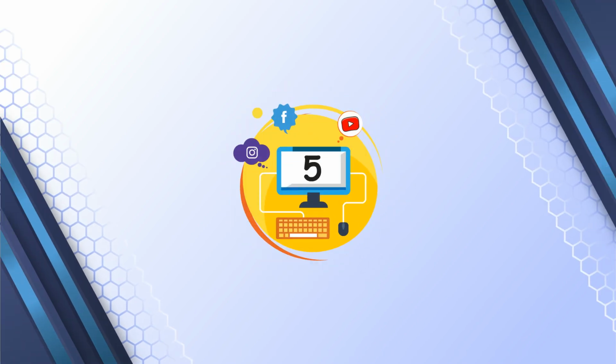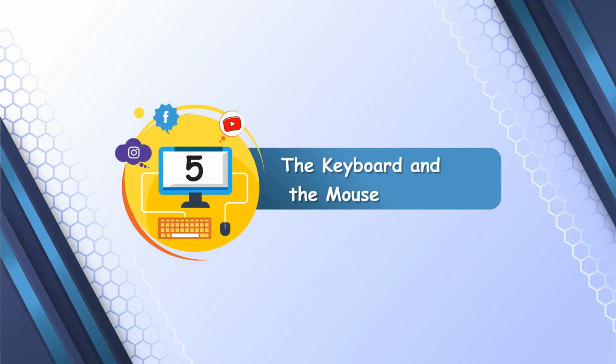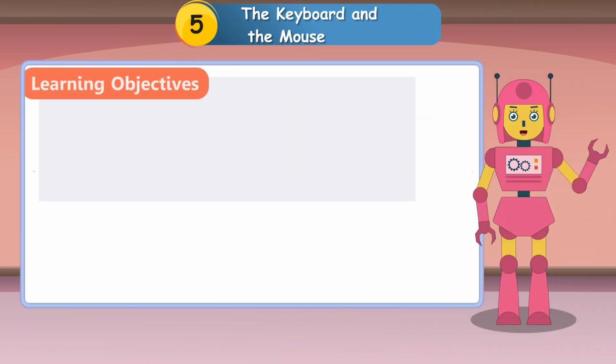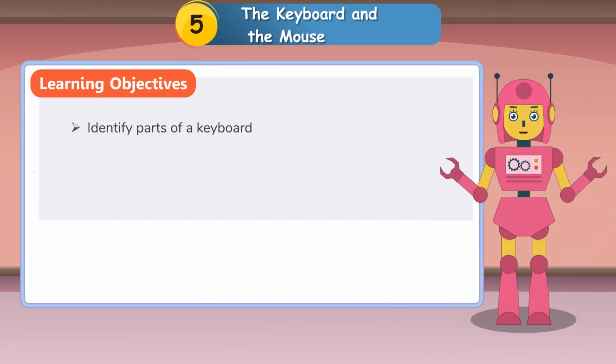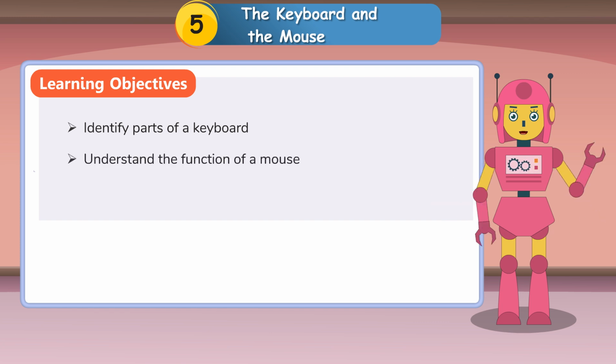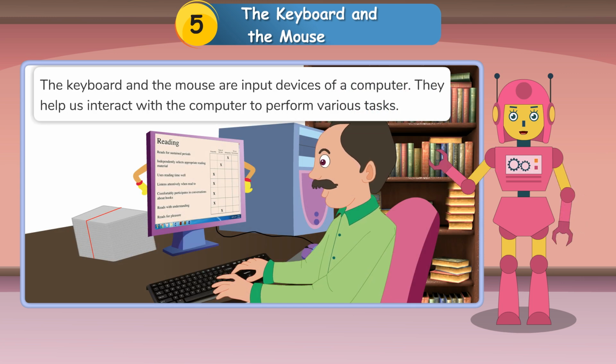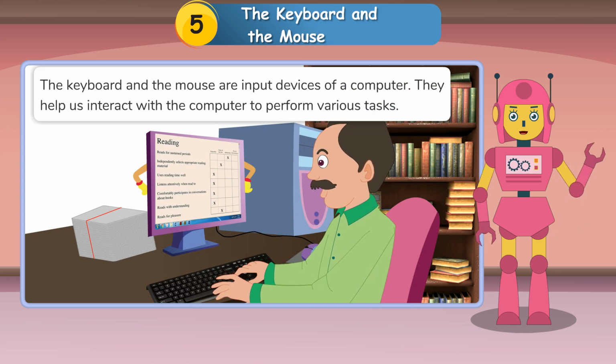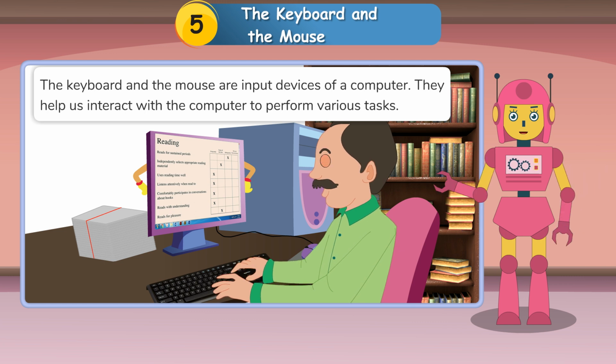Chapter 5. The Keyboard and the Mouse. Learning Objectives. Identify parts of a keyboard. Understand the function of a mouse. The keyboard and the mouse are input devices of a computer. They help us interact with the computer to perform various tasks.